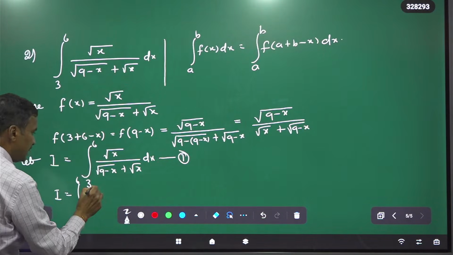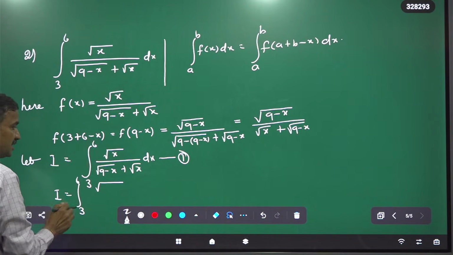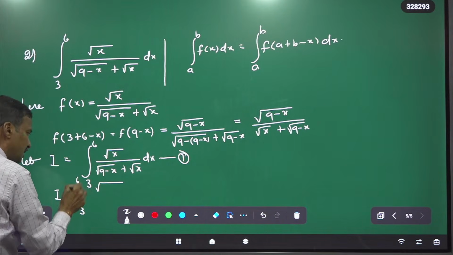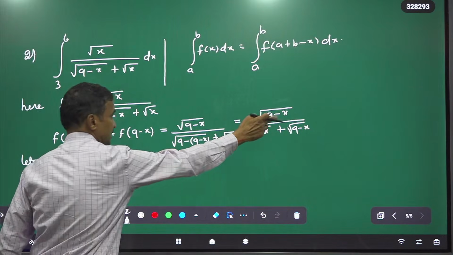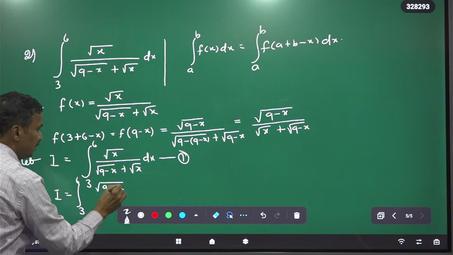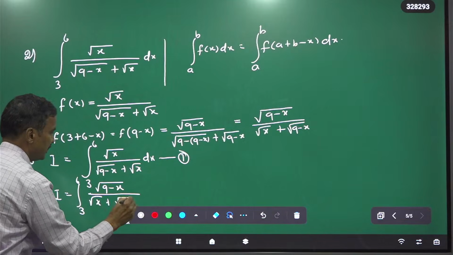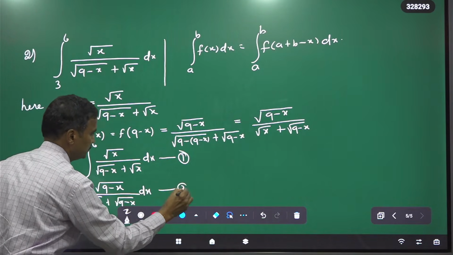So that I will write directly here. Already we calculated f of a plus b minus x here, because integral of a to b f of x dx is equal to integral of a to b f of a plus b minus x dx. That is equal to, you got that one, that we are writing here, root of 9 minus x by root x plus root of 9 minus x dx. This you can take it as 2.